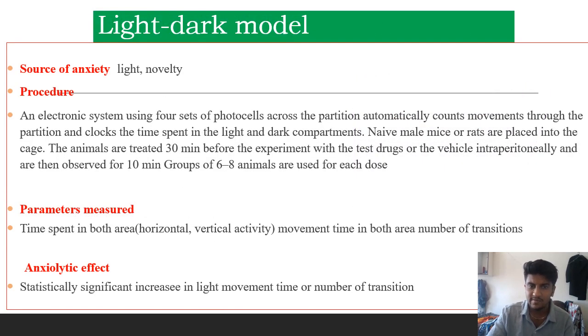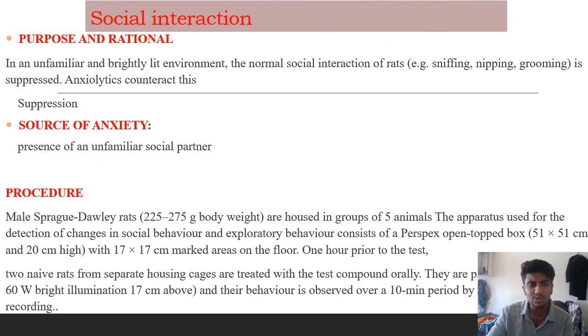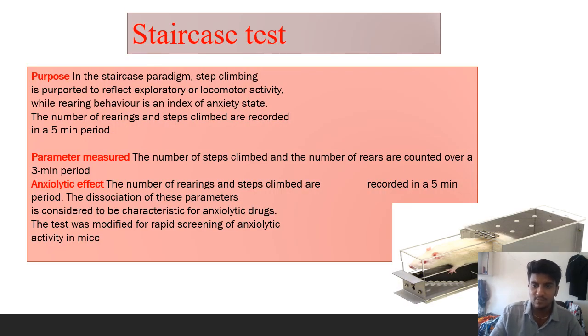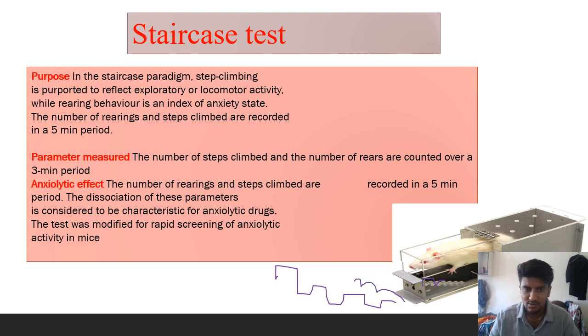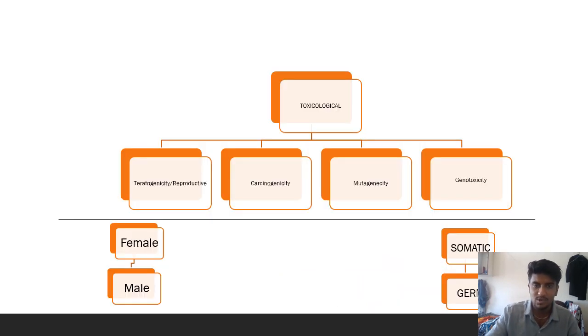Light dark model, as I previously mentioned. Social interaction model, where you check the sniffing, grooming, rearing, gnawing, all these activities. Staircase model, as I mentioned here, there is a staircase you can see, like this. So the animal's anxiety activity can be checked using this model.